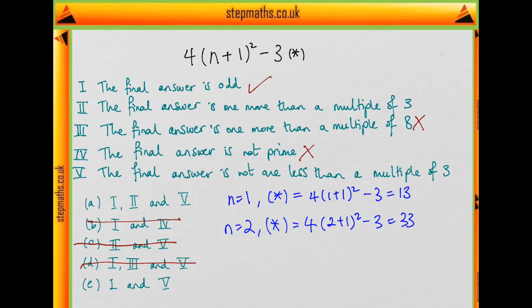So we must have that statement 2 is also false, is not true for all n. And therefore, A cannot be our choice, so our final answer is E.